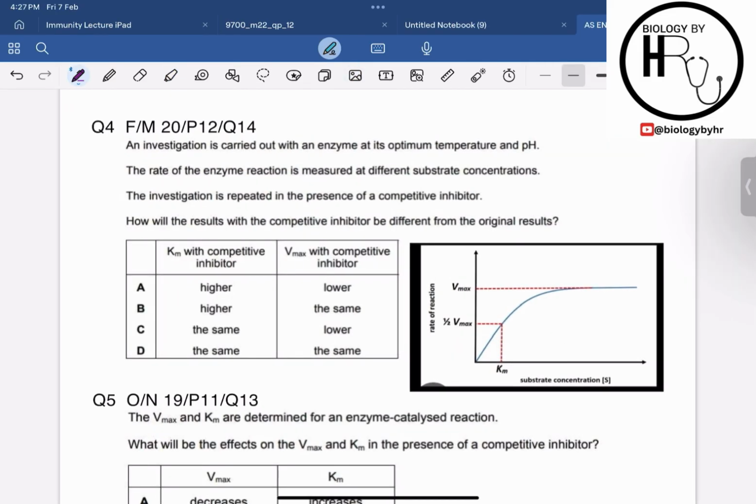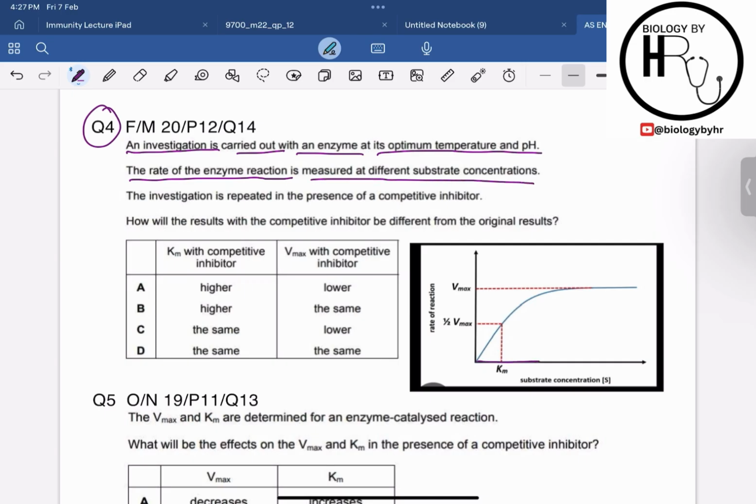Alright, so now let's have a look at question 4 over here. It is from February March 2020 paper 1 question 14. It says that an investigation is carried out with an enzyme at its optimum temperature and pH. Optimum temperature and pH means that the pH or the temperature at which the enzyme is at its maximum activity, right? The rate of the enzyme's reaction is measured at different substrate concentration.